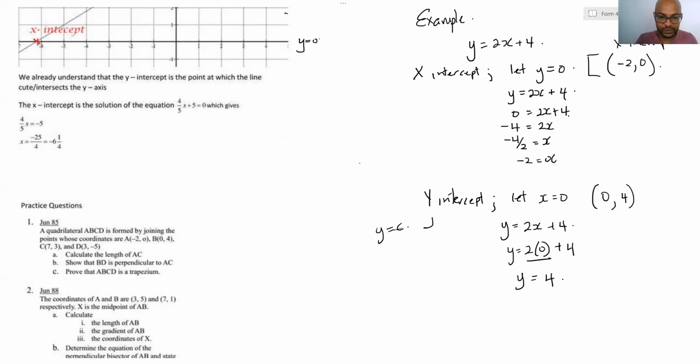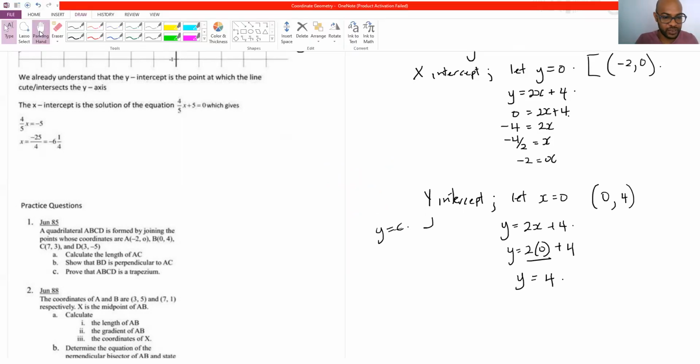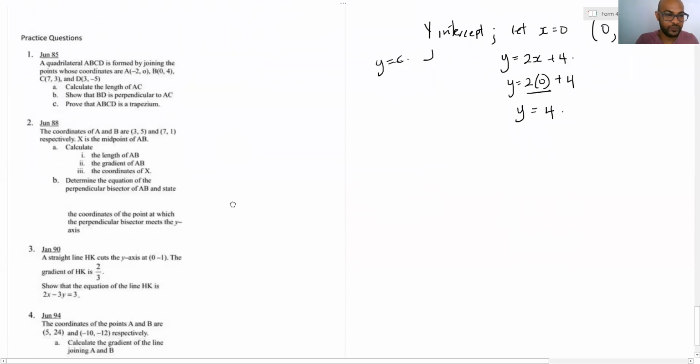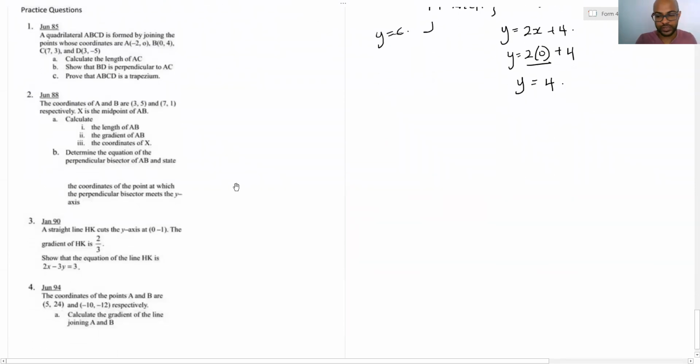Now is where you're going to get a bit of practice with what we just looked at. So I have a few questions here, just 4 questions, right? This is what you're going to work on for me now. Quadrilateral ABCD is formed by joining the points whose coordinates are A, right? That's a letter O there. No letter O, sorry, that should be a 0. Calculate the length of AC, right? So ignore, I think this is our typo, it should be the number 0, sorry, same letter.